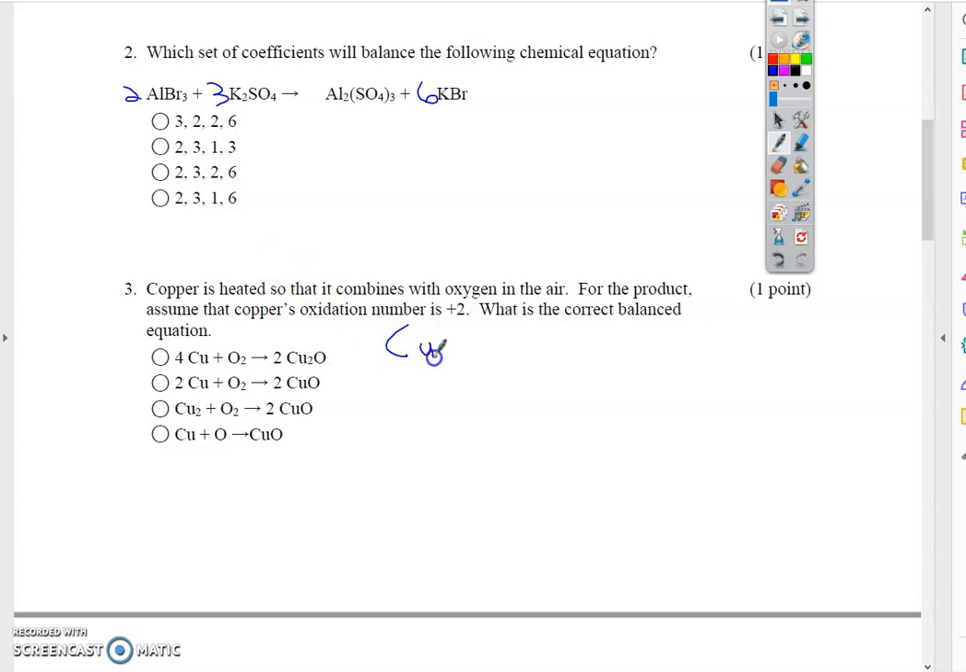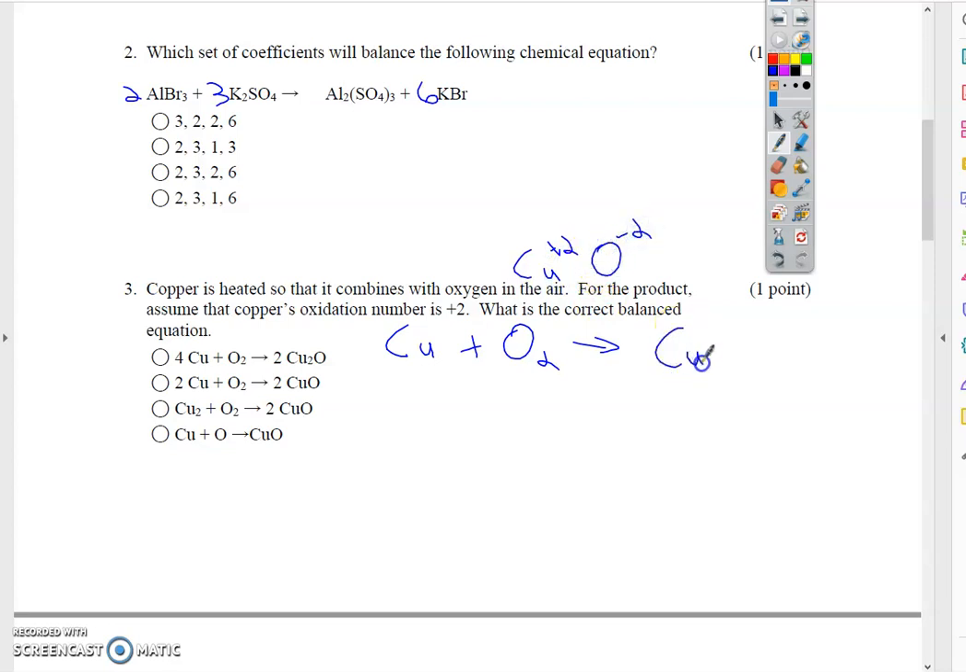Now this next one, it says copper is heated so that it combines with oxygen. So copper is just Cu. It's not diatomic. So you don't put a 2 subscript here. It's not bonded to anything at this point, so there's no oxidation number or anything like that. It's heated, so it combines with oxygen. Oxygen is diatomic, so you write that as O2. And then for the product, it's saying assume copper's oxidation number is +2. And I'd have to tell you that at this point. Copper's +2, it's going to bond with oxygen that's -2.